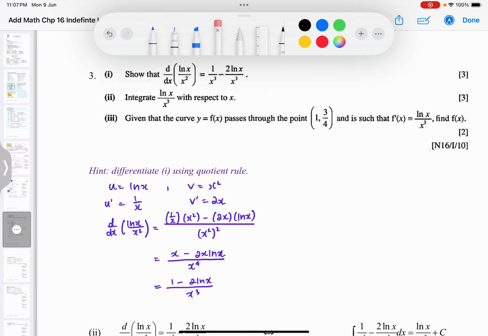Maybe I have to split it up based on what the question wants. Shown.